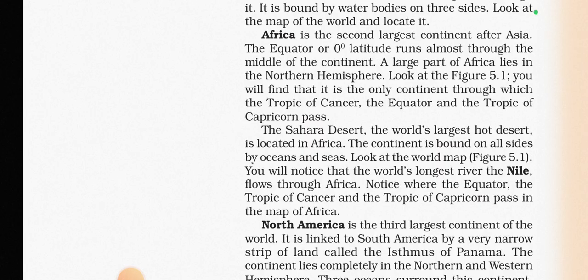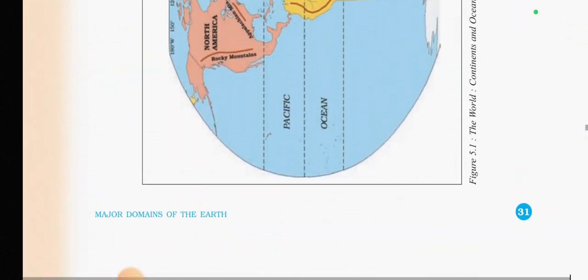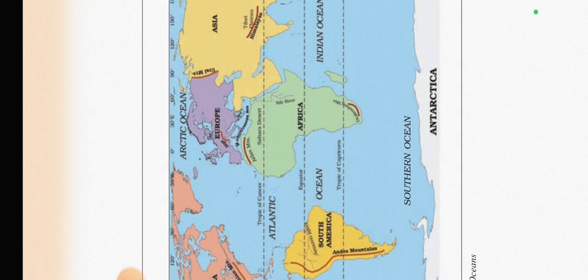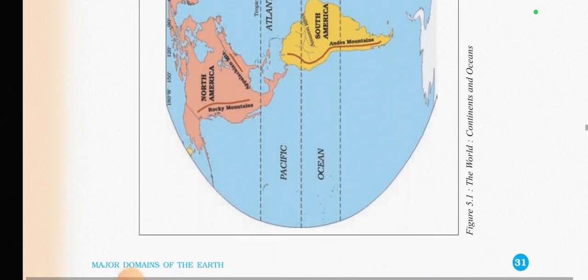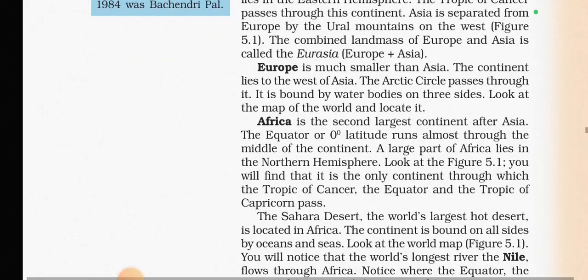Here in this map you can see Africa. Here you have the Atlantic Ocean, and the Indian Ocean in the east. In the south you have the Southern Ocean, and in the north you have the Mediterranean Sea. So it is bounded by water bodies on all sides.